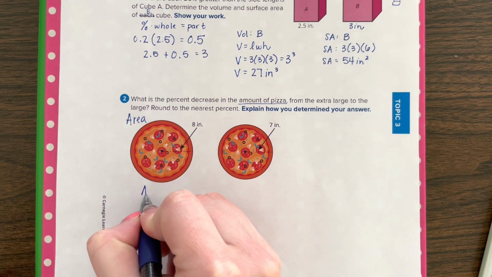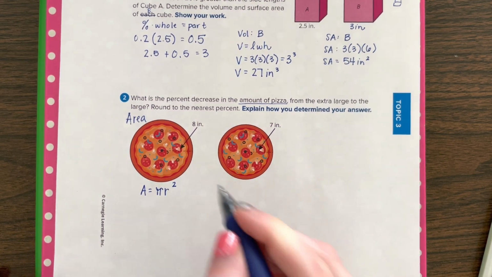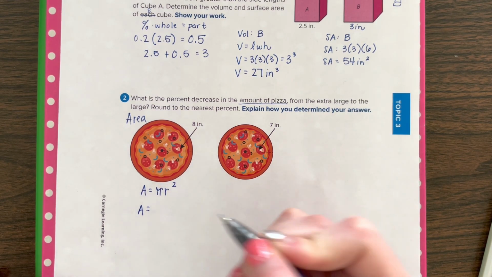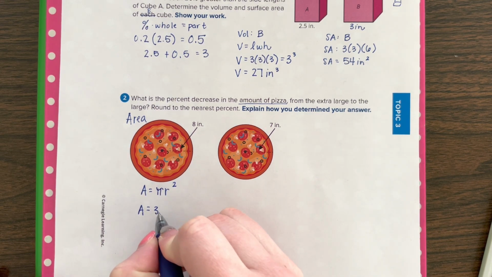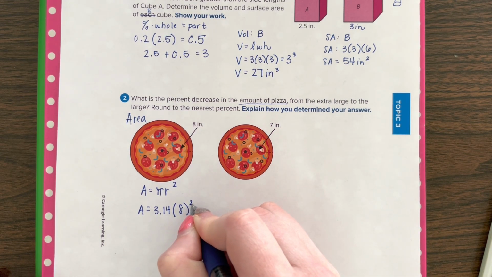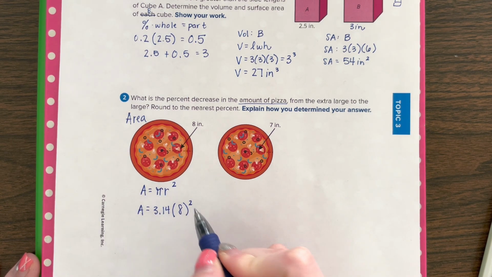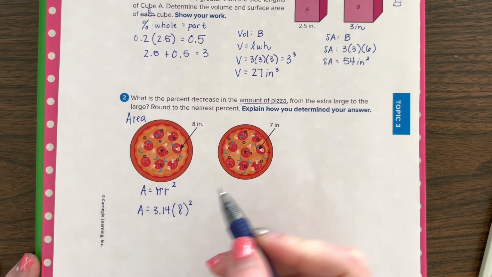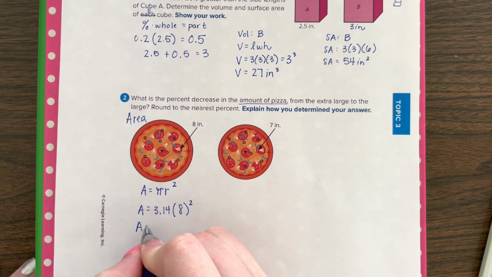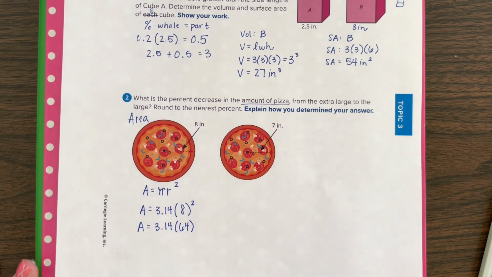Remember, our formula for the area of a circle is pi times the radius squared. Right here it tells us on the first pizza the radius is 8. So our area is equal to pi, which is approximately 3.14, times 8 squared. Remember with order of operations, exponents come first, PEMDAS. Exponents come before multiplication, so we need to take care of that. So 8 squared is 8 times 8, or 64. So we have 3.14 times 64.